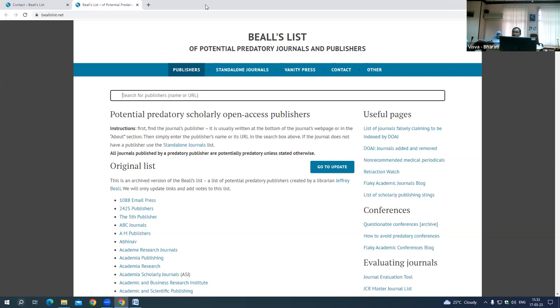Obviously, if you select any predatory journal to publish your article, it will have a serious effect on your career. This article will not get any academic score. It will not be considered anywhere. Whatever you apply for, whether a CSC or any job, that article will not be considered for academic purposes.